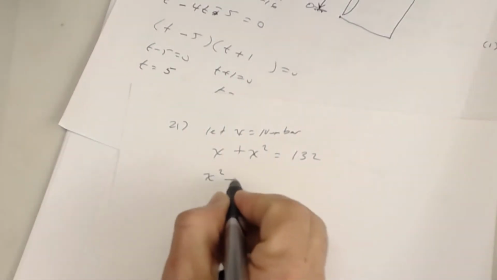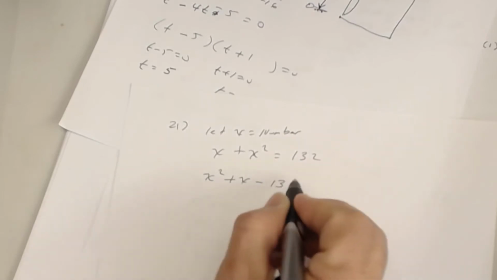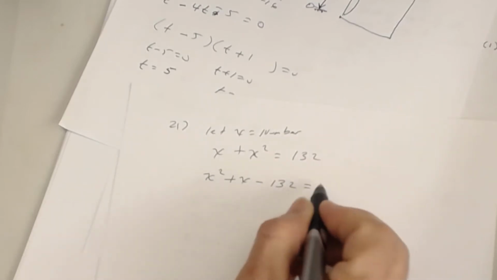So the sum of a number and its square is 132. What kind of equation is this? Quadratic. So let's put it in standard form in descending order. So how would I write this? x squared plus x minus 132 equals 0. Remember, standard form means you want 0 on the other side, right?